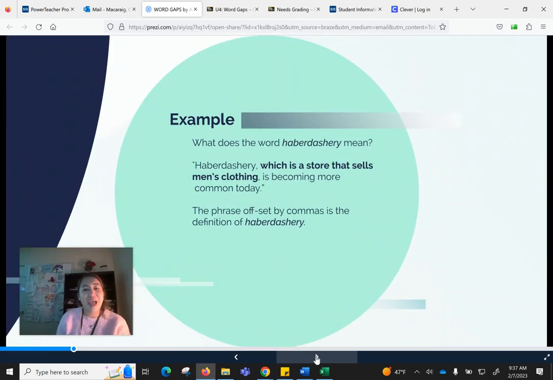What does the word haberdashery mean? So, haberdashery, comma, which is a store that sells clothing, is becoming more common today. So, now I know what haberdashery means. It's a store that sells men's clothing. And how did I know that? Because the definition itself is found within the sentence, and the comma was my clue to identify that definition.